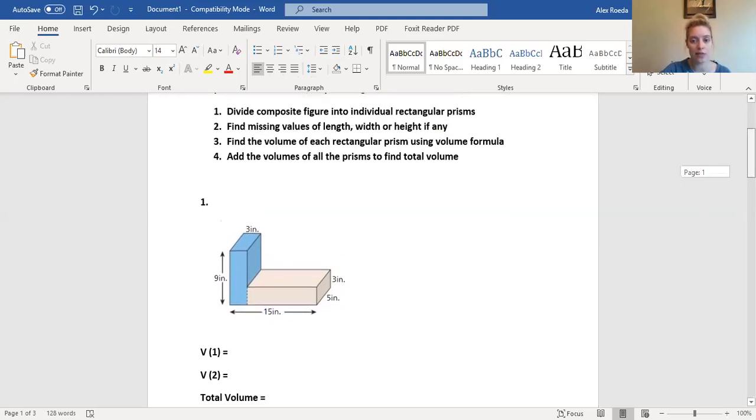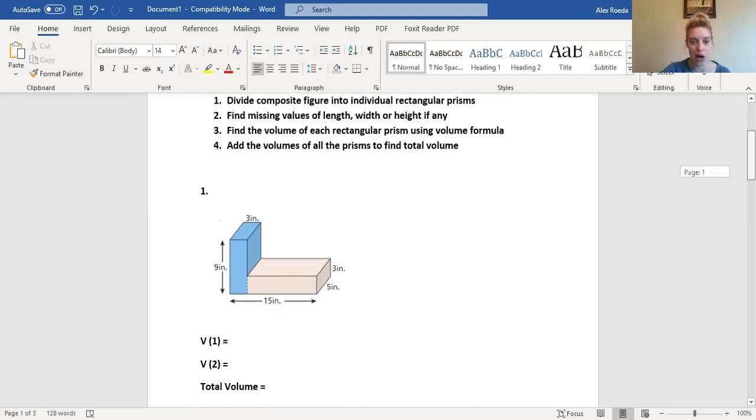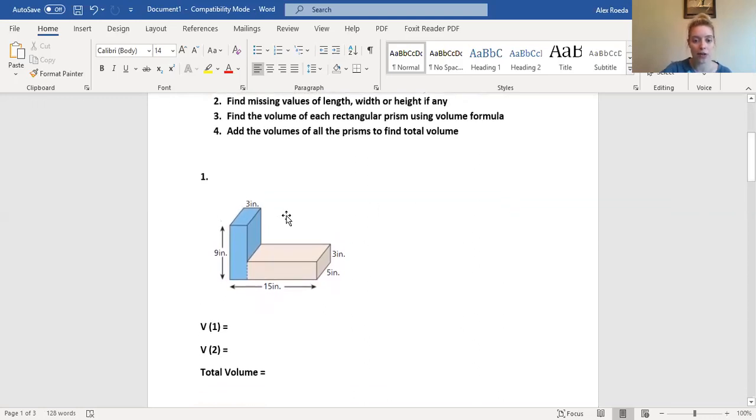Find the missing values of length, width, or height if there are any, okay? So my first step that I'm going to have you guys do as well is you need to label which one is going to be prism 1 and which one is going to be prism 2. So I'm going to have this blue one as prism 1, and then you're going to use this white one as prism 2. If you look on the workbook page, I'll hold it up. You can see that I did that there. I made this one prism 1 and this one prism 2.